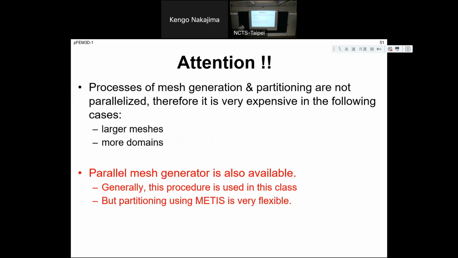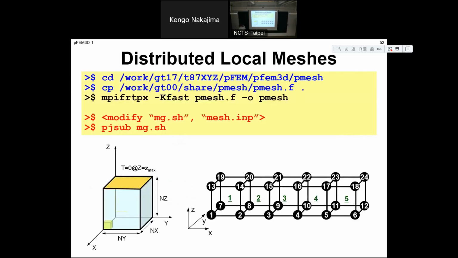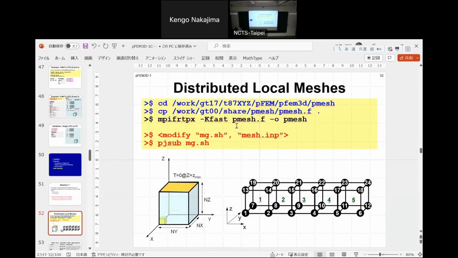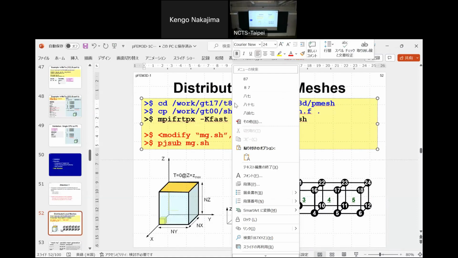And in the next part, I'll show you the overview of the parallel mesh generator. Because serial mesh generation and serial partitioning is very expensive. But if you apply this parallel mesh generation, they do the mesh generation and partitioning in a totally parallel manner. So it's very fast. Okay, I think this number is wrong. This should be 17. So it's your ID.